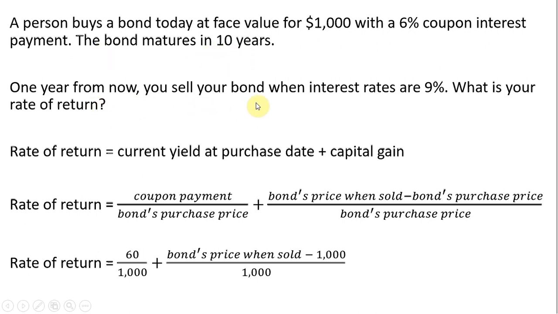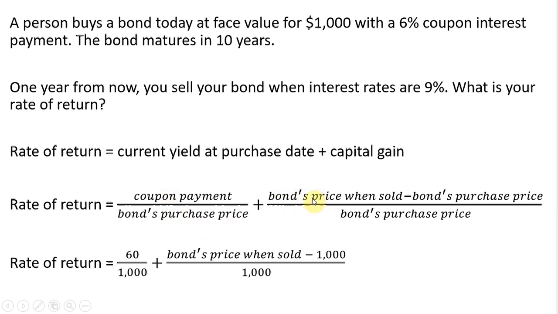1 year from now, you're going to sell your bond when interest rates increase to 9%. And what we'll do is figure out what your rate of return equals. The formula for the rate of return is just going to be the current yield at purchase date plus the capital gain. And specifying this further, the rate of return will be the coupon payment divided by the bond's purchase price. That will be the current yield.